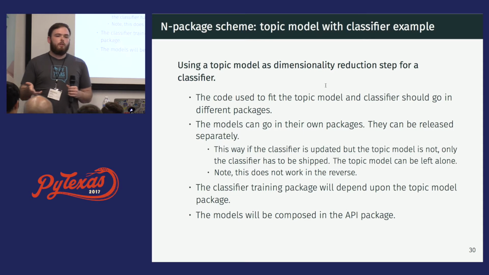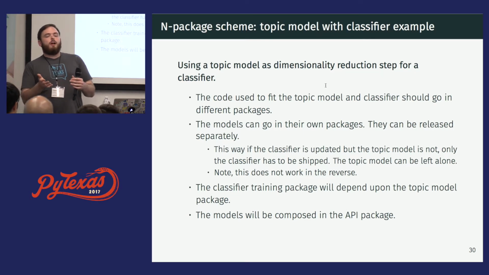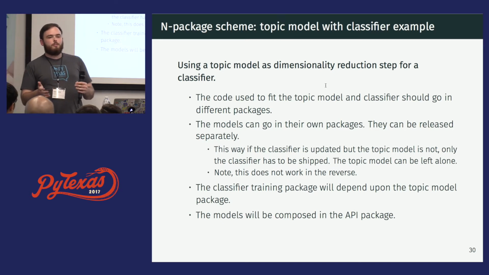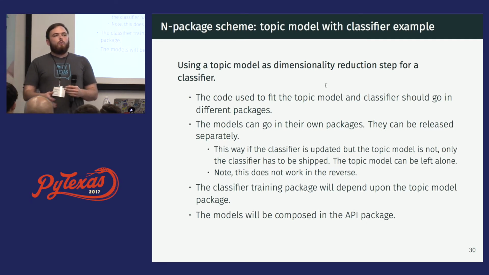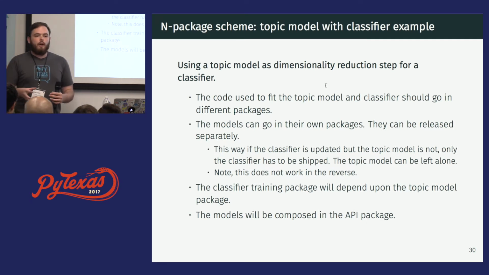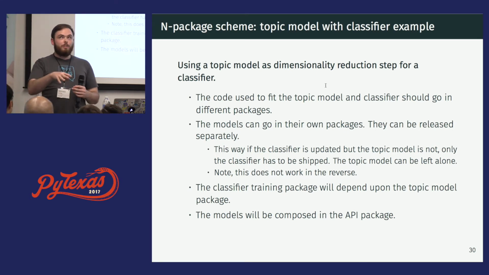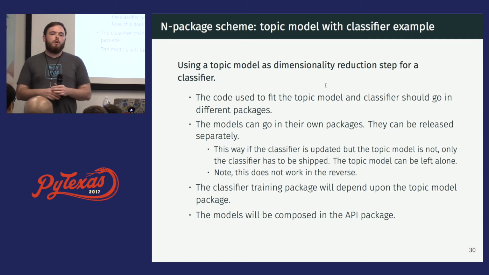So an example of this. A real classic example would maybe be classifying email as spam or not spam. And maybe we have a setup where we first train a topic model as a dimensionality reduction step, and then feed those results into our classification model that actually classifies whether it's spam or not spam.